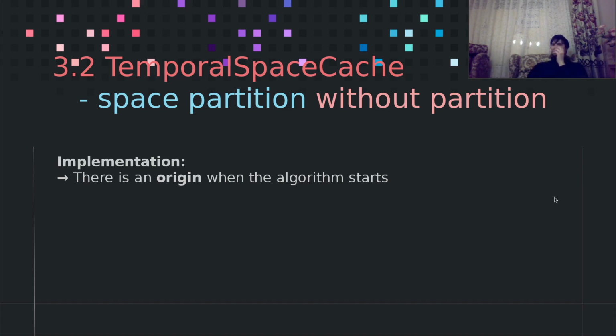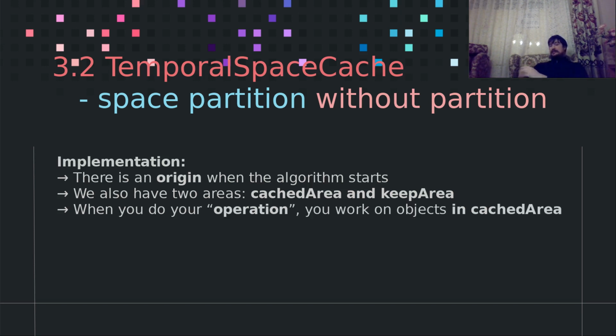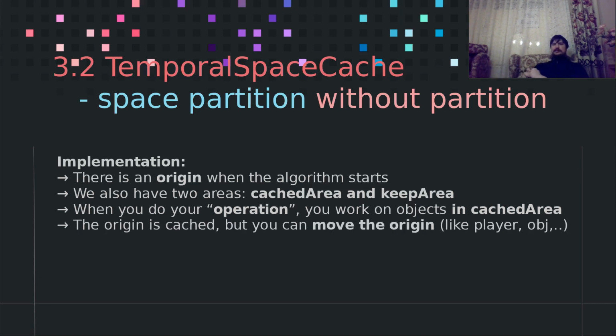So this is the origin. That's what I call origin now. We also have two areas: the cached area and the keep area. I guess you can imagine what the cached area is. It's a cached part of the world. And when you do your operations, you of course only work on your local cached part of the world, not the whole world, but only this small thing, which is of course much faster than linearly working through all the other parts of the world.